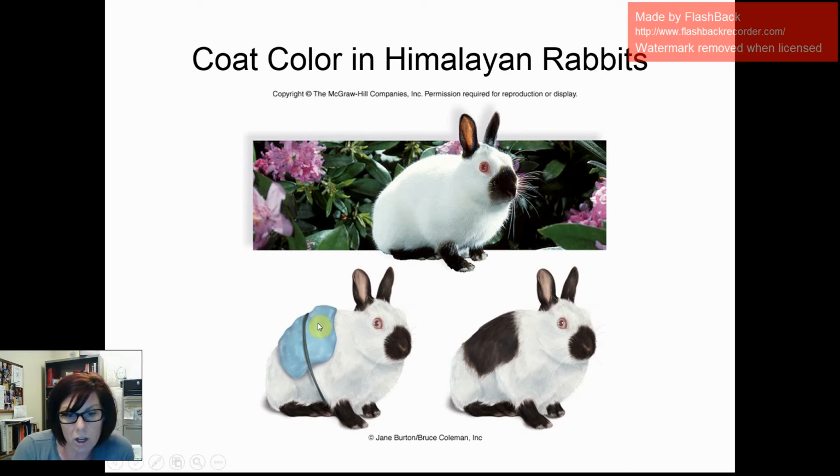So you could take an ice pack and put it on the bunny for a period of time, and what would happen is the temperature would turn on that pigmentation gene in those hair follicles, and you would see that the color pattern, the pigmentation, would be produced.